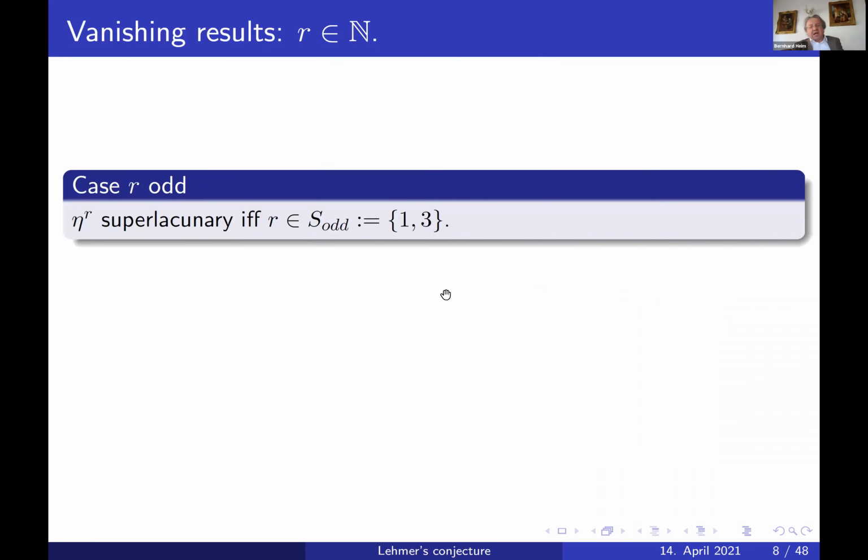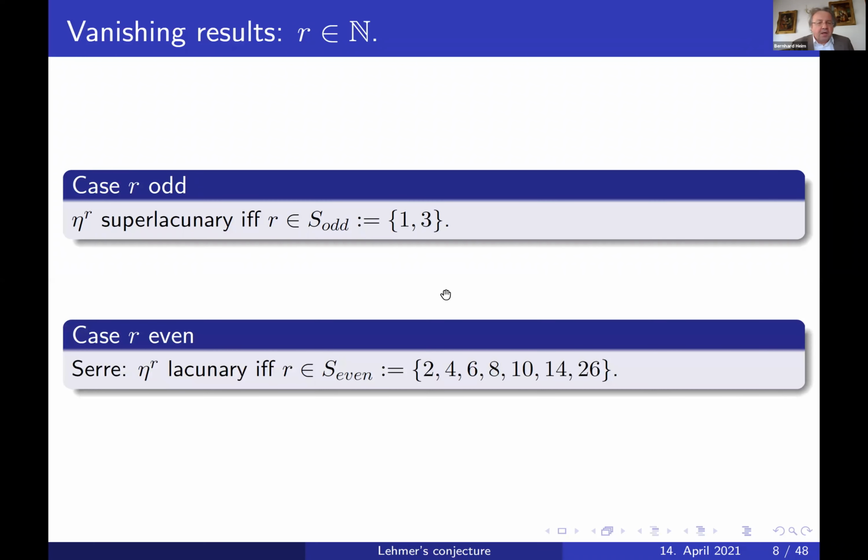Okay, so what is known? For example, in the odd case, take odd powers. When we take the set of powers 1 and 3, it's well known that in this case a lot of coefficients are vanishing. It's more or less like a quadratic form, as for example the eta function can be written. It's called super-lacunary. And in the even case, Serre proved it's lacunary. That means, in some sense, when you count the coefficients which are 0 and you divide by n, then this quotient limit is non-zero. And there you have these exceptions 2, 4, 6, up to 26.